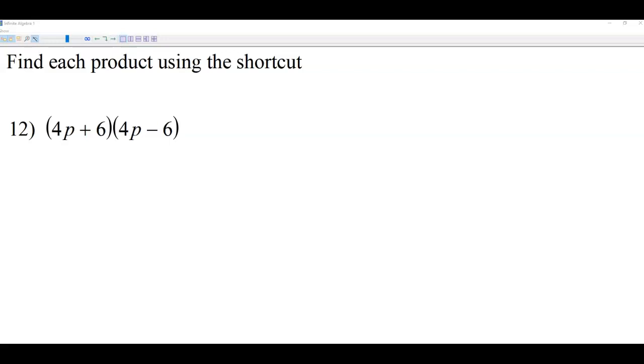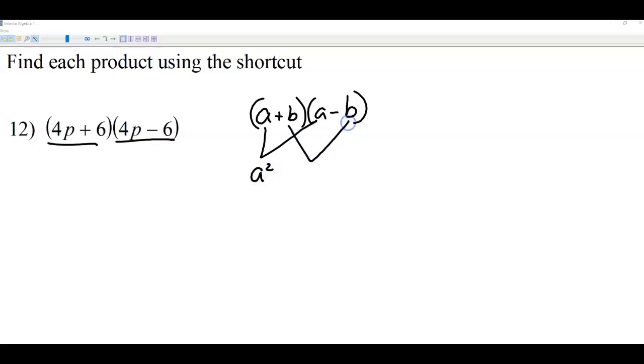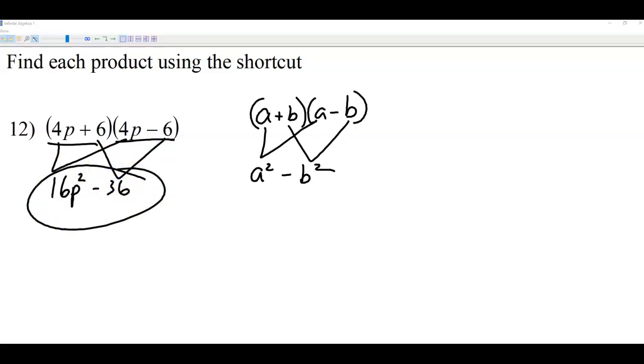We're going to use a shortcut on this one also, but this is a different shortcut because you'll notice they're not exactly the same. So when you have this situation where they're the same but one's a plus and one's a minus, it's a little bit easier actually. Just do the first two multiplied together and the last two multiplied together, and you're done. So the first two multiplied together and the last two multiplied together gives me my final answer.